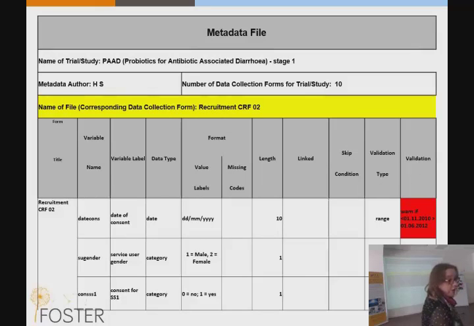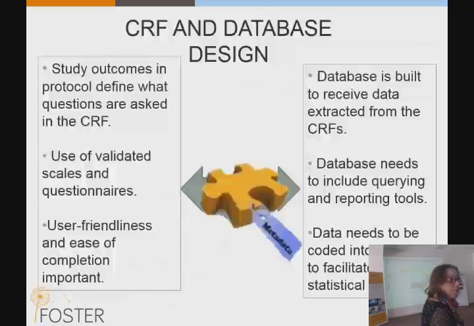You can't account for everything, but you can certainly take the time about it and involve multiple stakeholders in that decision-making process as well. So again, looking at your study outcomes, what is defined in the protocol is what you should put in your case report form. Can you use validated questionnaires or scales? Again, making sure it's user-friendly is very important, because you don't want to, one, annoy the patient by asking them 700 million questions that are irrelevant. And you want the system to be as user-friendly as possible for the person entering the data.